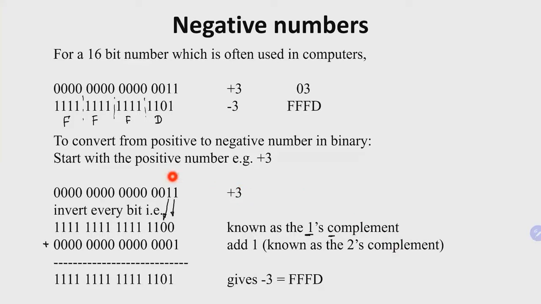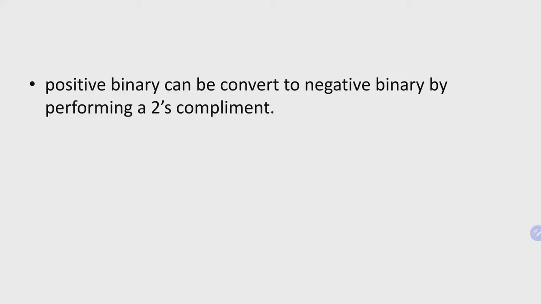So we start off with positive 3, or a positive number. We invert all the bits, and that's our one's complement, or the first complement. And then plus 1, and we end up with our two's complement. And that will be our negative 3, which is the number here. So a positive binary can be converted to a negative binary by performing a two's complement.